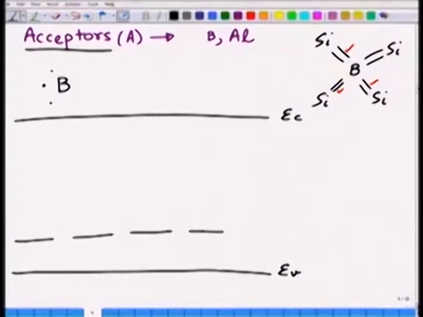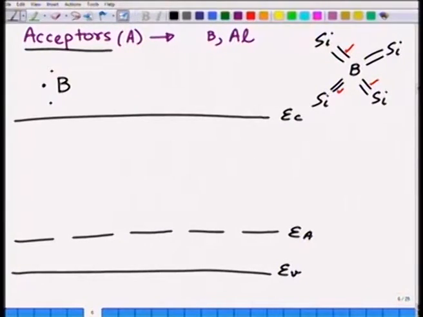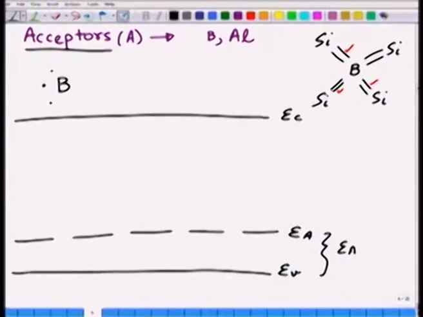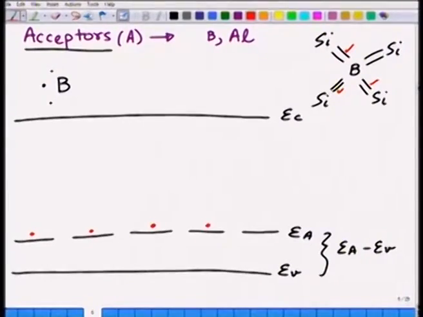When it does so, there is a hole left behind in the valence band, which we show as an acceptor level. This energy difference, EA minus EV, indicates the amount of energy required for this electron to be taken from the valence band so that boron can complete its bonding, leaving behind holes. Once the electron goes here, since it accepts electrons from the valence band, it leaves holes behind here.